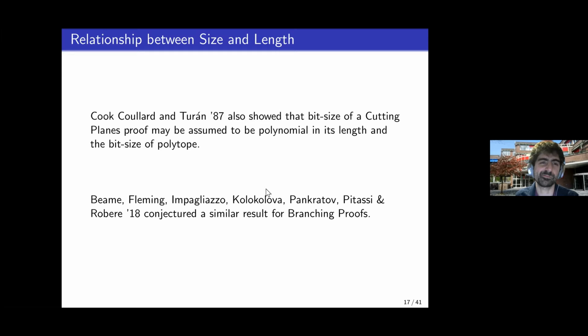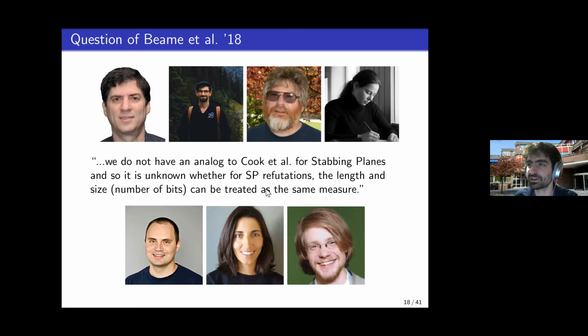Now there's this question of the two different notions of size. One of the main results in Cook, Coullard, and Turán was that the size, in terms of bit description length, of a cutting plane proof can be bounded by a polynomial in the length of the proof, as well as the bit size of the starting polytope. Beame, Fleming, Impagliazzo, Kolokolova, Pankratov, Pitassi, and Robere conjectured that something similar should be true for branching proofs. They started a more formal proof complexity theoretic analysis of this proof system, and they got stuck at this question, wondering if branching proofs can be sanitized in the same way as cutting plane proofs can.